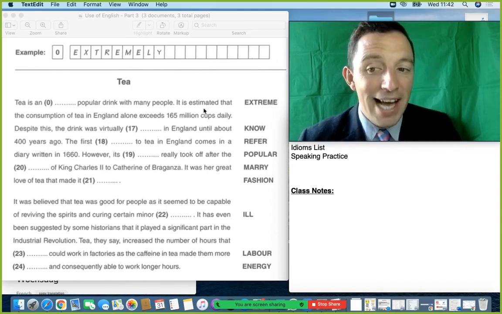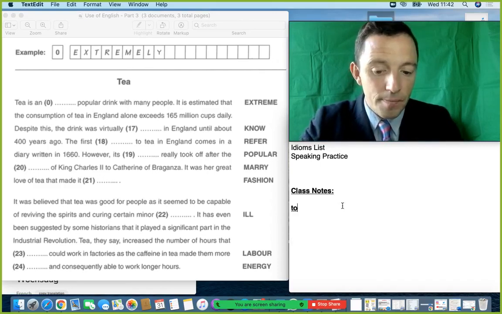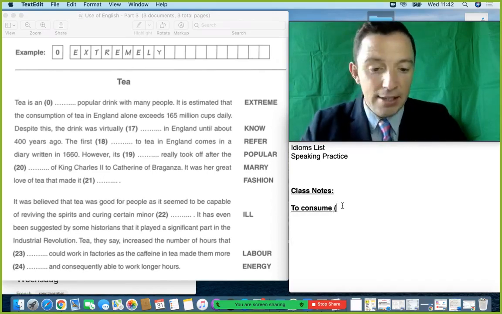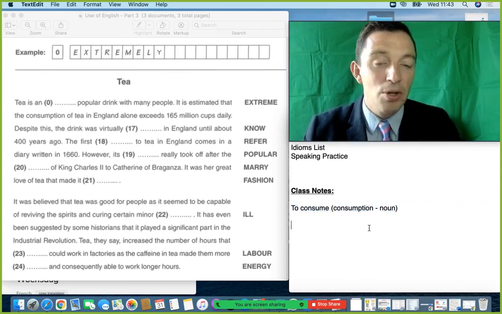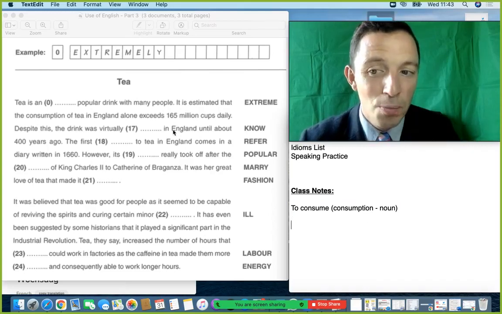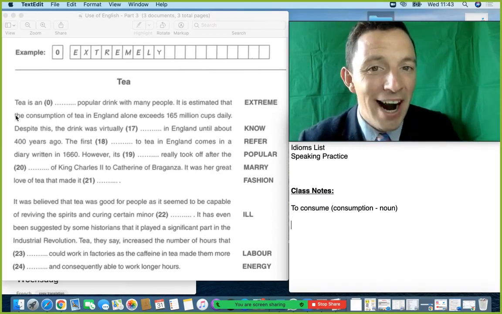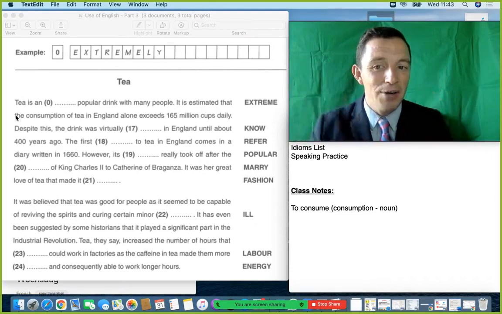So it is estimated the consumption of tea, so the verb is to consume, and the noun is consumption. Okay, so that is the noun, and the verb is to consume. It's very typical with food. It's typical with drink and food. So consume. Consumption is the noun because we have the article the. Because we have the, it's the substantivo, it's the noun, okay, of tea.